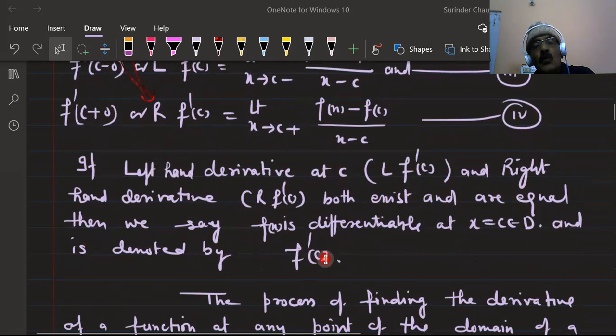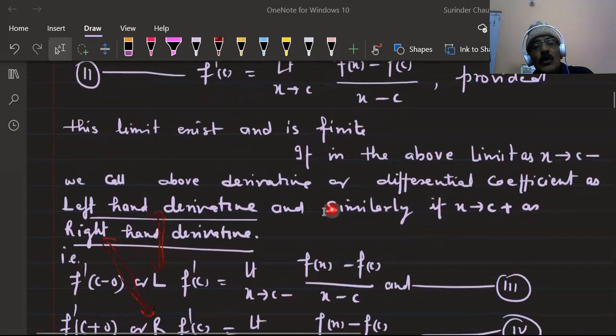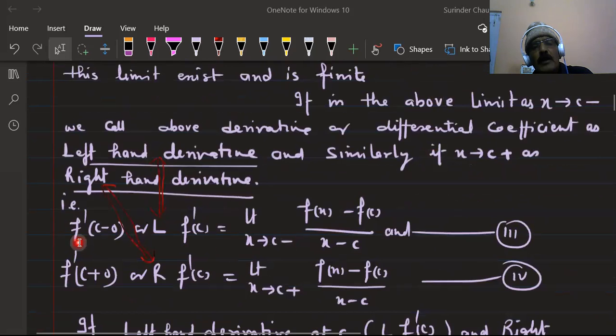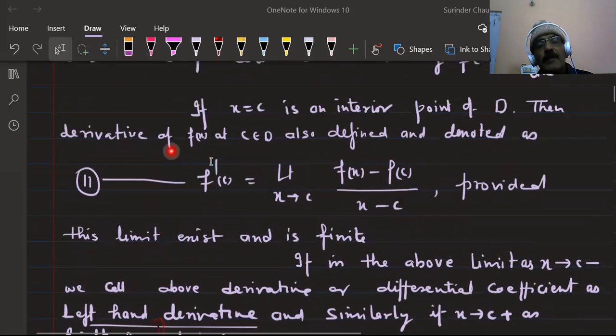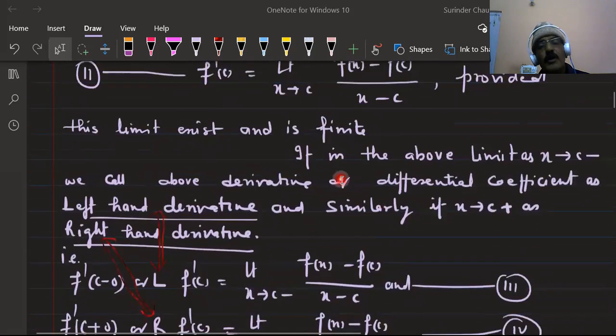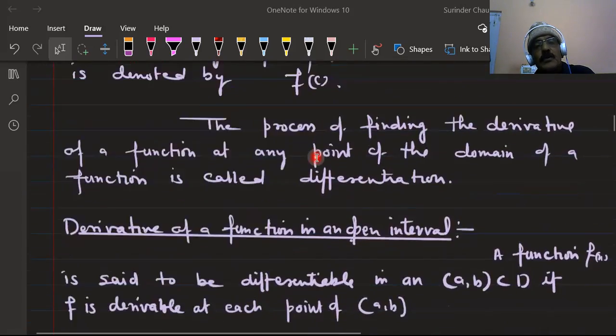So in order to find the derivative at c, we have to find the left hand derivative and the right hand derivative, and both derivatives must exist and they must be equal. Then and only then we will say f is differentiable at any fixed point c of the domain of the function.